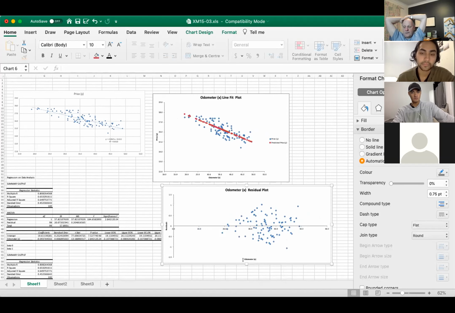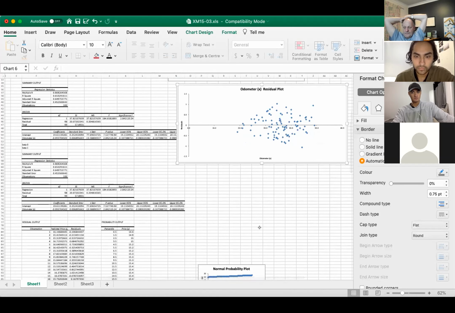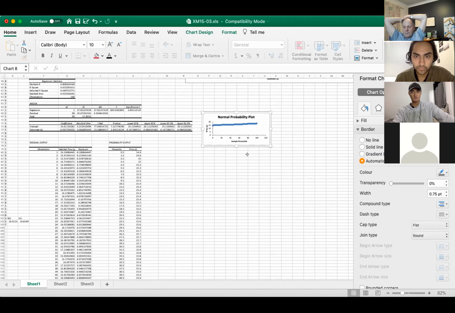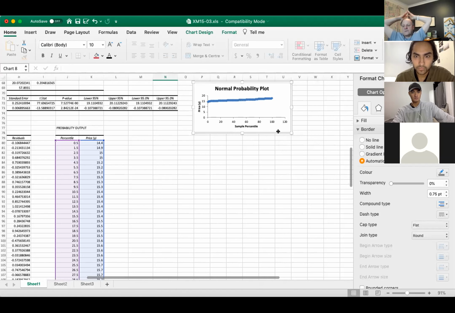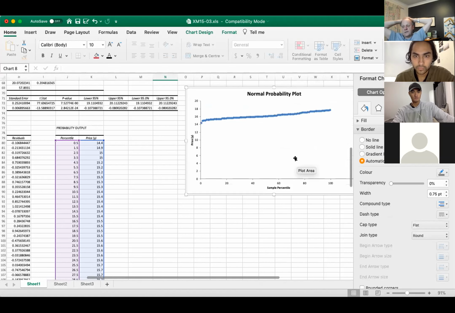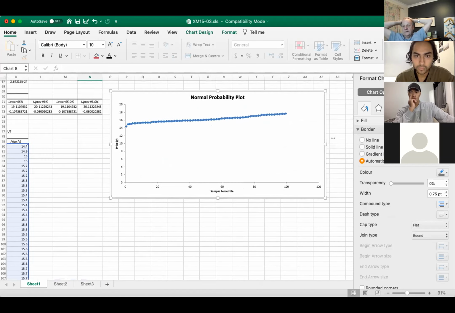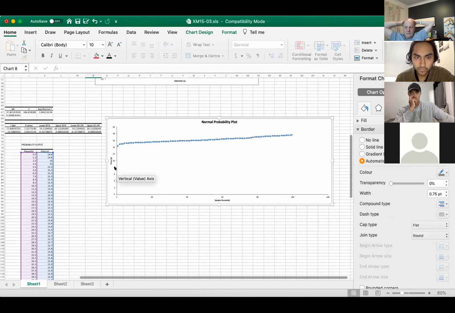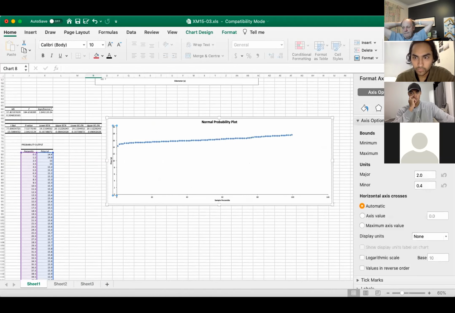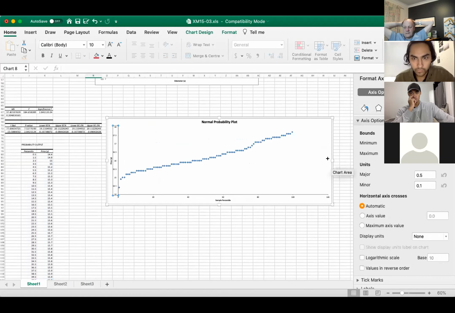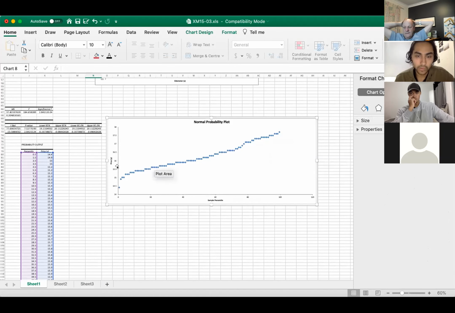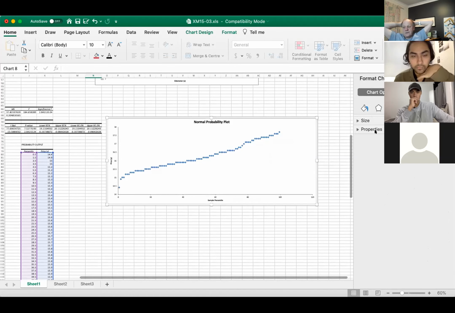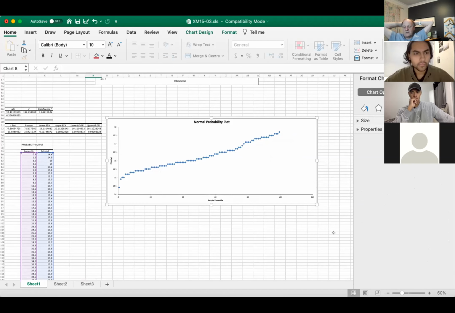Okay, scroll down, let's look at the last one. The normal probability plot. This checks for normality, and that line we expect it to be like that. If you change the y-axis so the minimum value is at 14 again, you'll see it forms like a little S. Can you see it's a slight S? Yeah. That tells me the errors are normal.